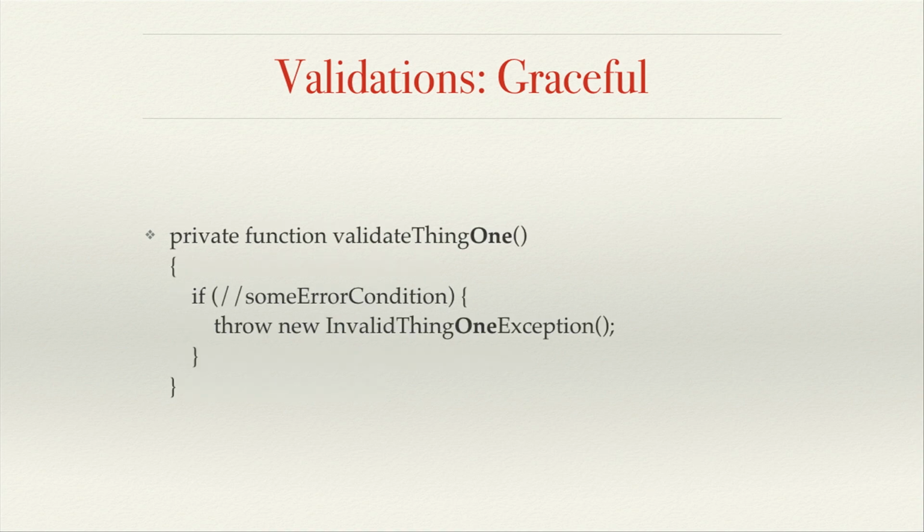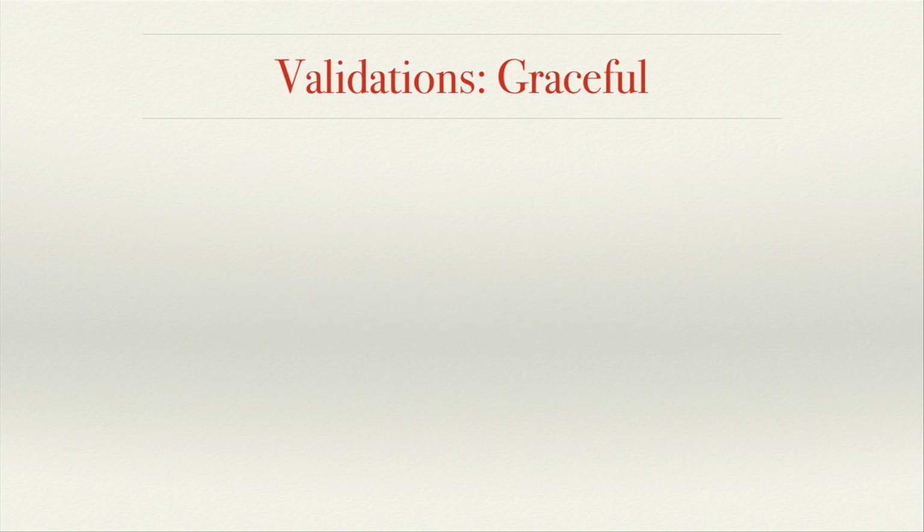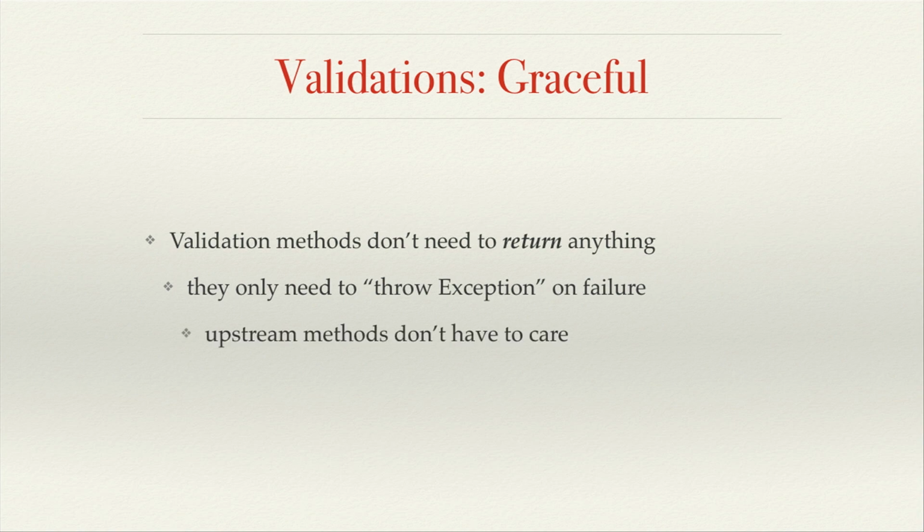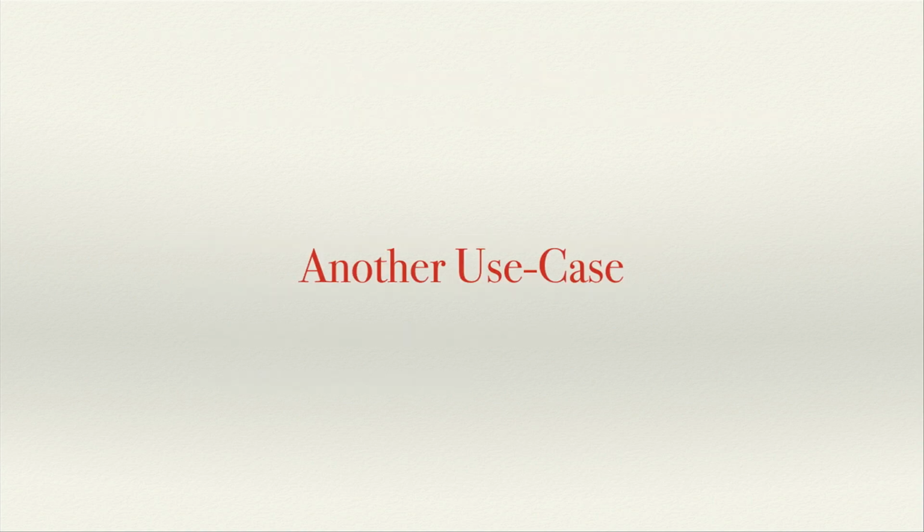Now each method looks like this, and it's a lot easier to read because your if statement now becomes on the error condition that might happen, right? So if something bad happened, then throw an invalid thing exception. So here's for 2, and then here's for 3. So it does keep your code a lot flatter. And your validation methods don't need to return anything. All they have to do is throw if something bad happens. What's nice about this, and we're going to look a little bit at how exceptions flow upstream, is that upstream methods don't have to care. And the code is going to have a lot less nesting.